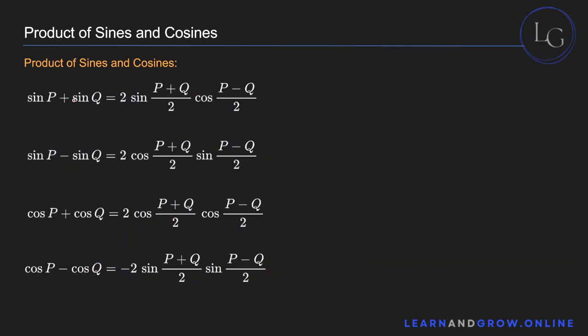combinations of sines and cosines, so for example, sine p plus sine q or sine p minus sine q, cos p plus cos q or cos p minus cos q, you can see all of these are just differentiated by either the change in the trigonometric function, so it's either a sine or a cosine, and with the addition and subtraction signs between them, right? So how do these change the products?